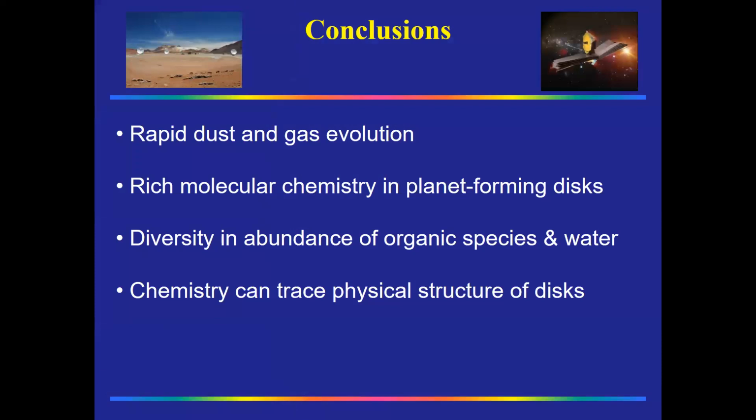So I think we have seen a rapid dust and gas evolution in these disks. We have also now strong indications for a rich molecular chemistry in planet-forming disks. I should actually change this to diverse molecular chemistry. We see a diversity in abundances of organic species and of water. And I showed you at least 2 examples how chemistry can be used to trace the physical structure of these disks. Thank you.